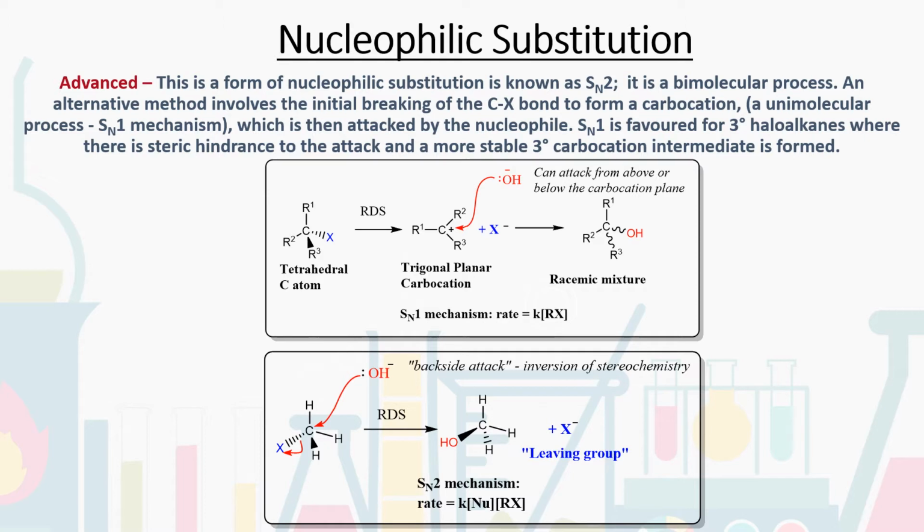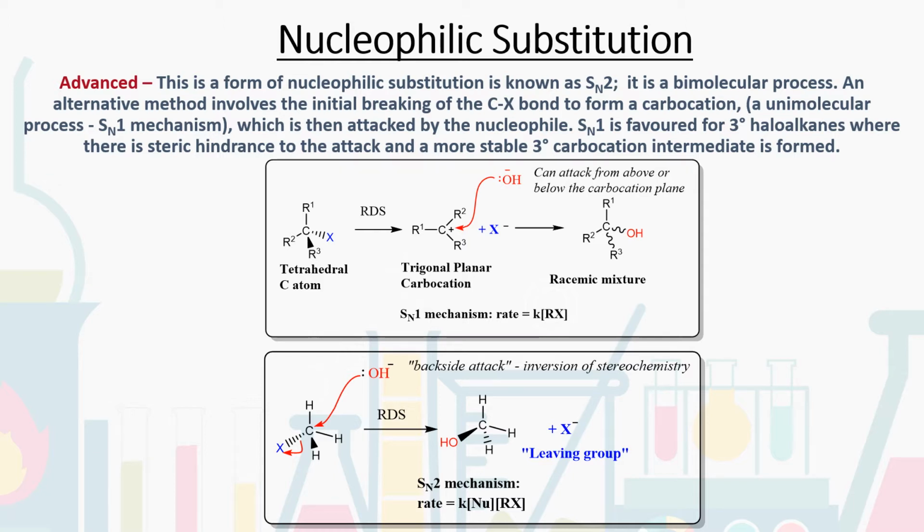Now, something slightly more advanced, and it's something to just double check with your exam board as to whether they require you to know this or not, is there's actually two different types of nucleophilic substitution, SN1 or SN2. Now, the type of substitution mechanisms we've been looking at are known as SN2. It's a bimolecular process. By that we mean the rate law for this process has two species involved in it. There's an alternative method where we have the initial breaking of the CX bond to form a carbocation. Now this is a unimolecular process, an SN1 mechanism. So the unimolecular just means the rate law only depends on one species.